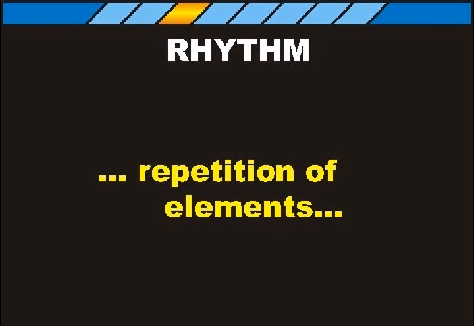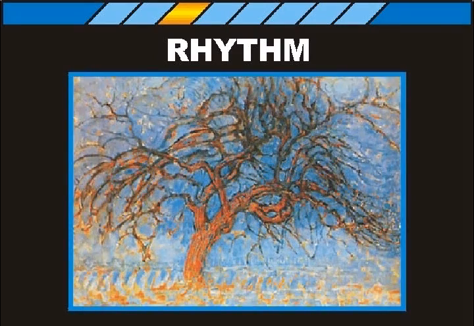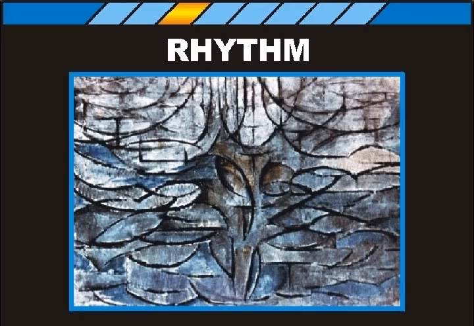Rhythm is a principle of design. Rhythm involves the repetition of elements to create the illusion of movement. Take a look at this series of trees by Piet Mondrian. In this series of paintings, the artist often focused less on the likeness of the tree and more on the repeating shapes and directions of the branches. Therefore, Mondrian used the principle of rhythm.